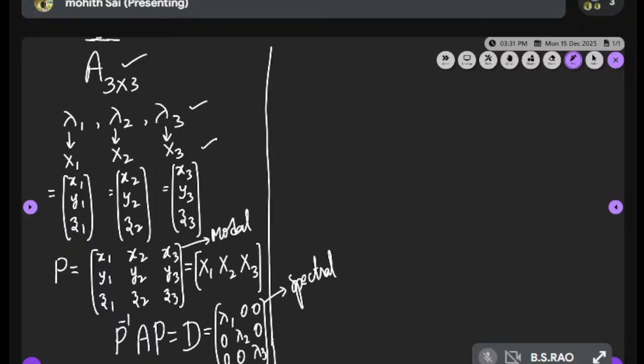Okay? So P inverse AP equals D. By using this, again you can find the powers of the matrices. Before that, you just write similar matrices definition. Already you have written equal matrices, equivalent matrices, elementary matrices. Now I am going to say similar matrices.